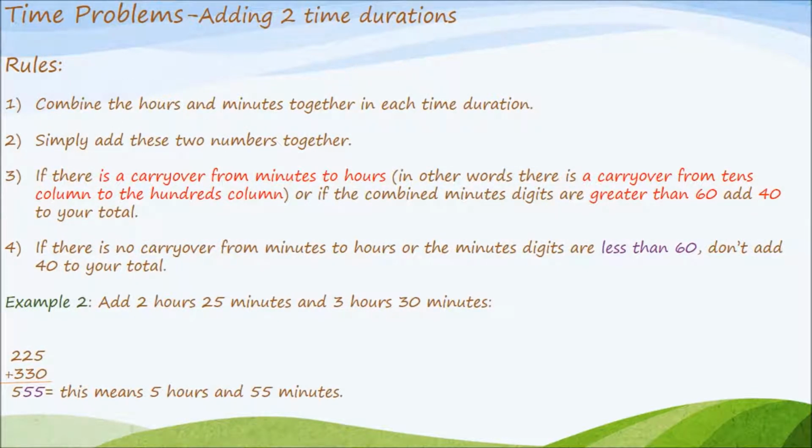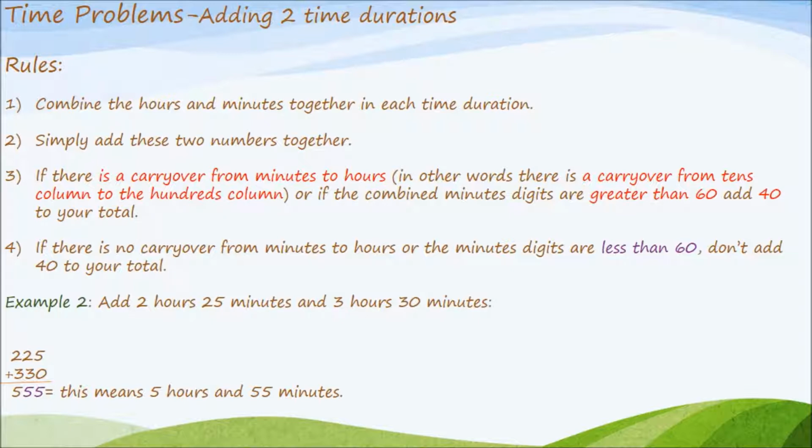Here's our second example. Again, the rules state we're going to combine the hours and the minutes together in each time duration. We're going to add the two numbers together. And if there is no carryover from minutes to hours, or the minutes digits are less than 60, we're not going to add 40 to our total.